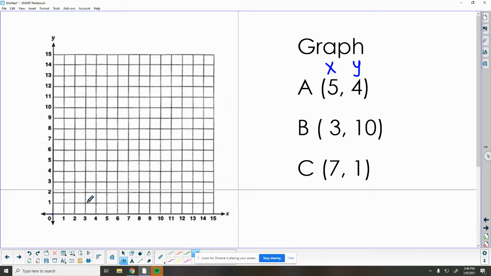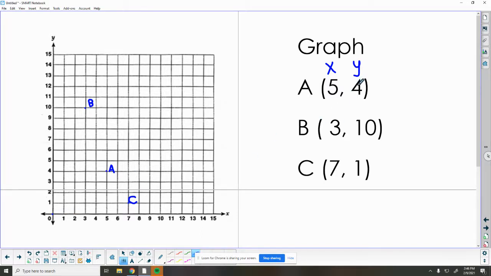So we're going to go over 5. So you always go over and then up 4, and make sure you label that as A. So B, remember we always go over 3. Now we're going up 10. So over 3, up 10 is B. And C is going to go over 7, up 1. Over 7, up 1. There I have C. So every time X goes over, Y goes up, and you have to go in that order.